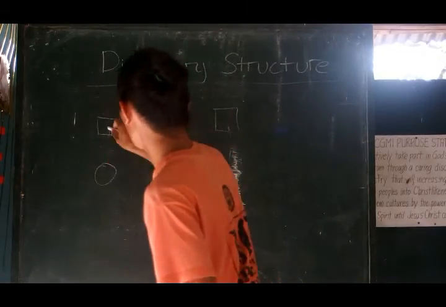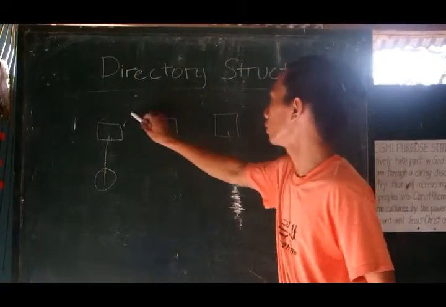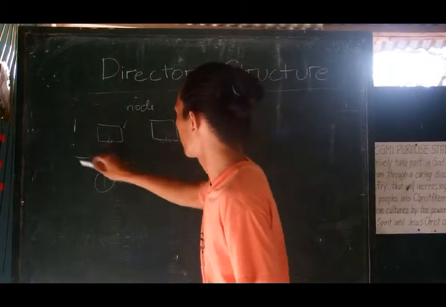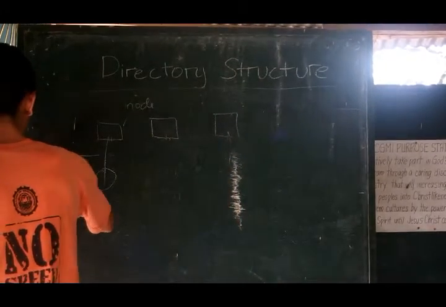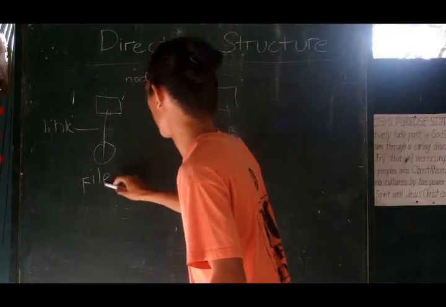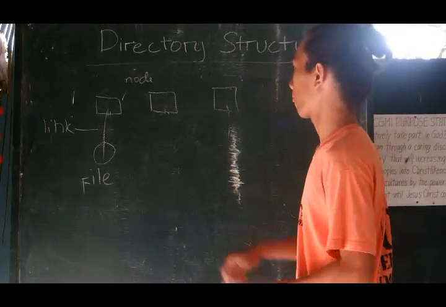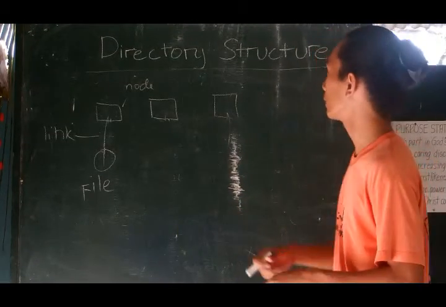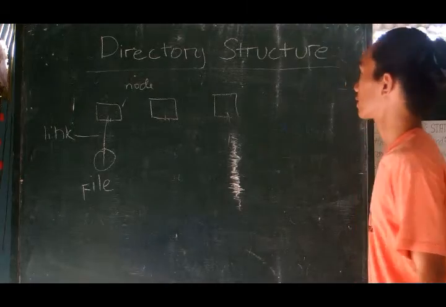So every node will link to an information or a file. So that's the basic, simplest understanding that we will give of the directory structure.